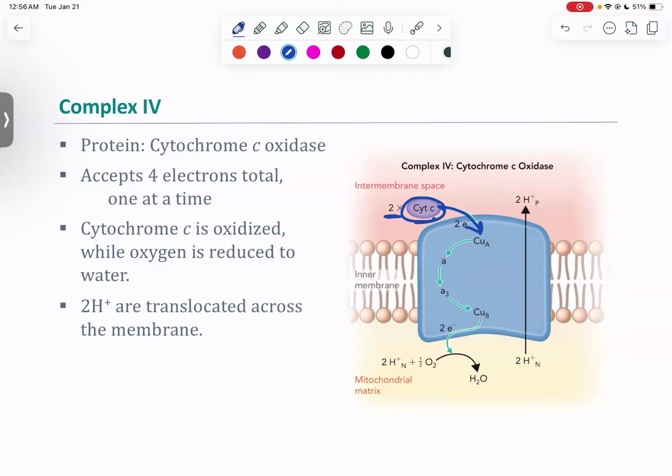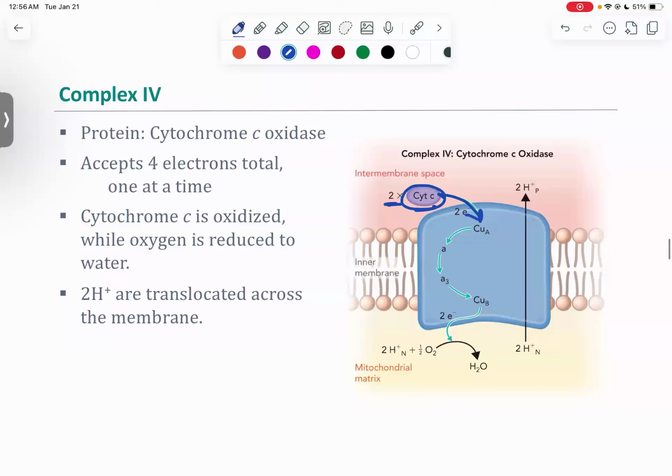And it's going to go through 2 copper centers. It's going to go through 2 heme groups. And eventually, we're going to transfer those electrons to oxygen. As that's happening, you are going to pick up 4 protons from the inner membrane space. 2 of them are going to be pumped. 2 of them are going to be used in converting O2 to water.